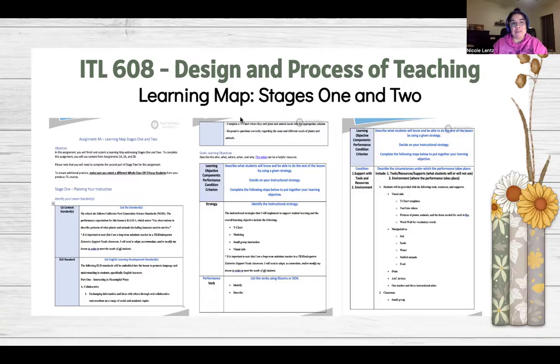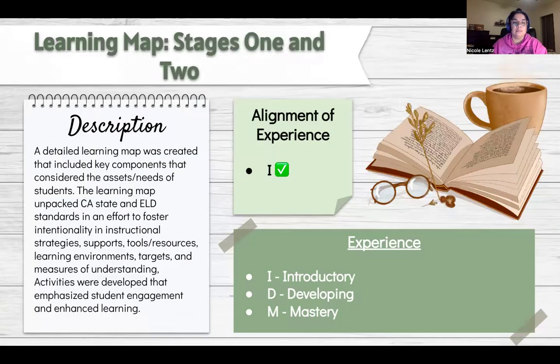The next artifact is a learning map from ITL 608, Design and Process of Teaching. A detailed learning map was created that included key components that considered the assets and needs of students. The learning map unpacked California state and ELD standards in an effort to foster intentionality in instructional strategies, supports, tools and resources, learning environments, targets, and measures of understanding. Activities were developed that emphasized student engagement and enhanced learning. This was an I for introductory experience.